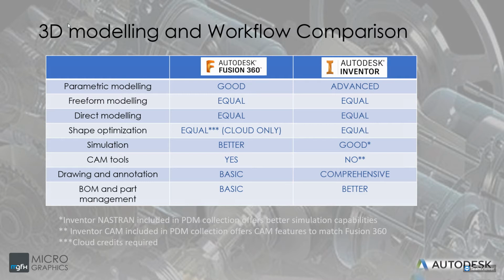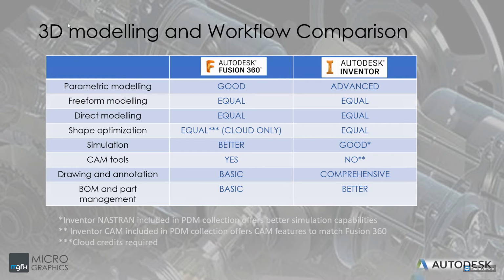CAM tools, Fusion 360, like we discussed, comes out of the box, whereas Inventor, you would need a collection, a design collection to have CAM tools ability. Okay, drawings and annotations. Here's another difference that customers need to consider is that it's very, very basic in Fusion 360, whereas like we discussed with styles, designs, and annotations, Inventor is very much more advanced.